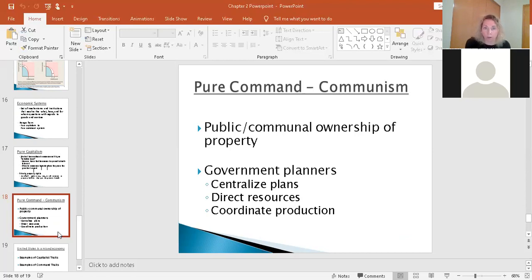But at its core, this system actually pools property, provides public, all of us own it together, or communal ownership of property. And then we would ideally select people we thought would work in our best interest, government planners who would centralize plans, do all the planning very centralized together in one place, direct resources to where they would benefit the people the most, the population, and coordinate that production.